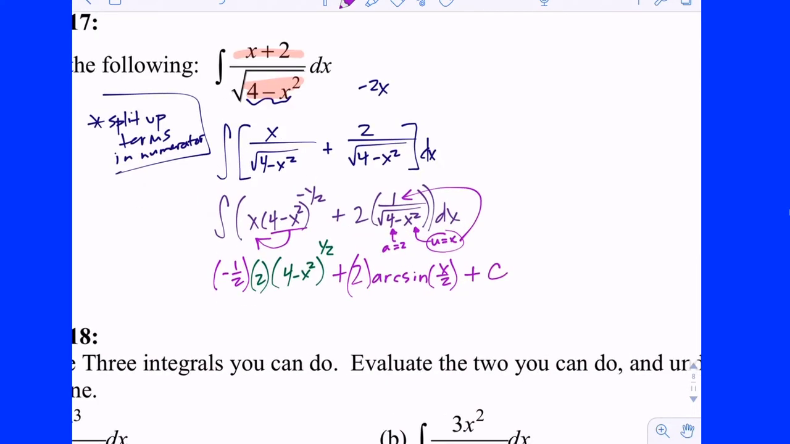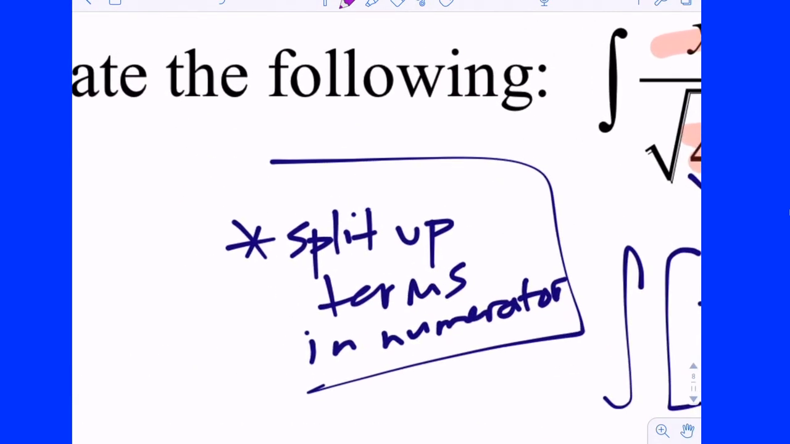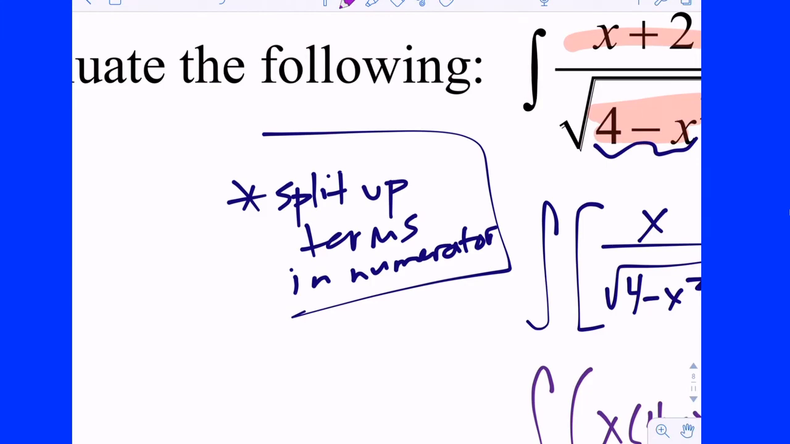Anyway, plus C. That's the moral of the story. Don't forget plus C. C for a constant, really, right? Okay, so what's one of the strategies now that we have? Split it up. Every term over the entire denominator or any combination of terms.